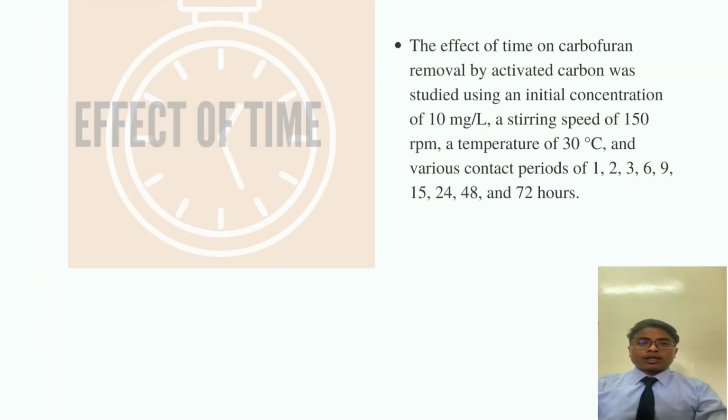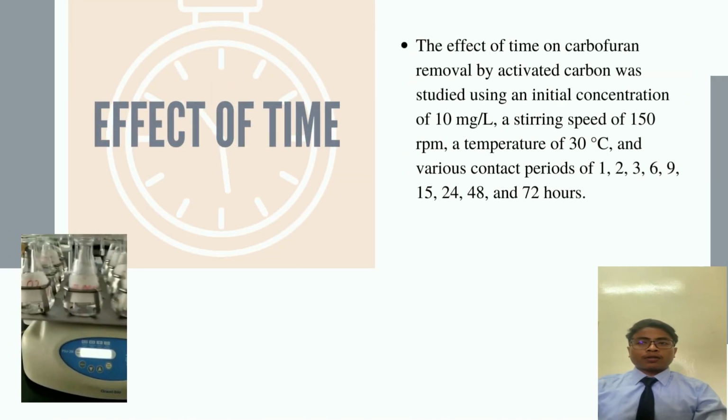Effect of time. The effect of time on carbofuran removal by activated carbon was studied using an initial concentration of 10 mg per liter, a stirring speed of 150 rpm, temperature 30 degrees Celsius, and various contact periods of 1 hour till 72 hours.